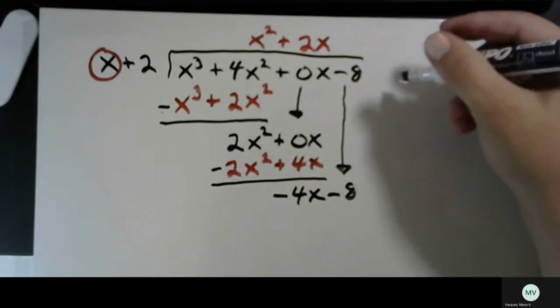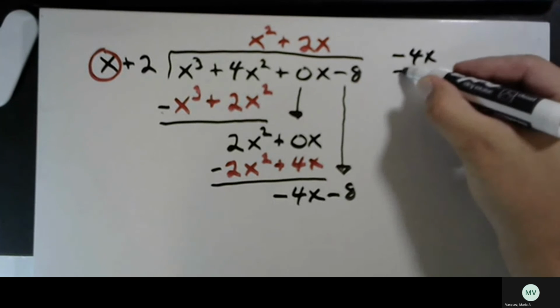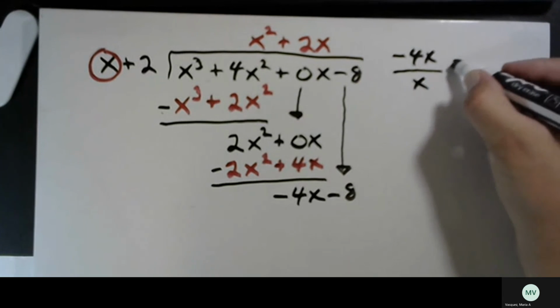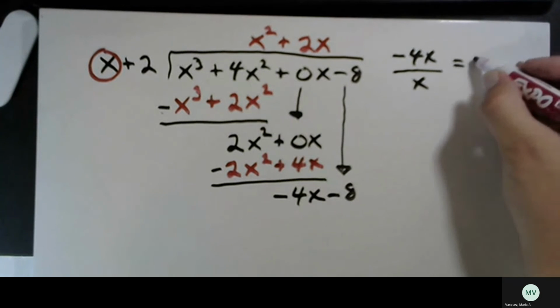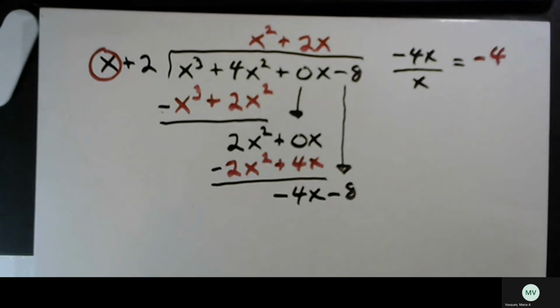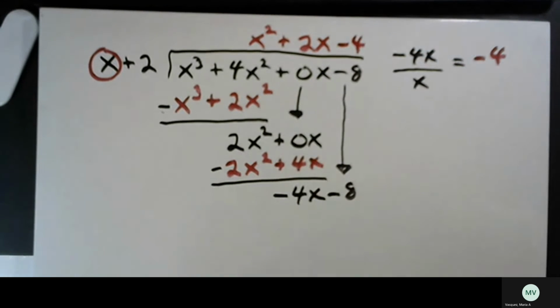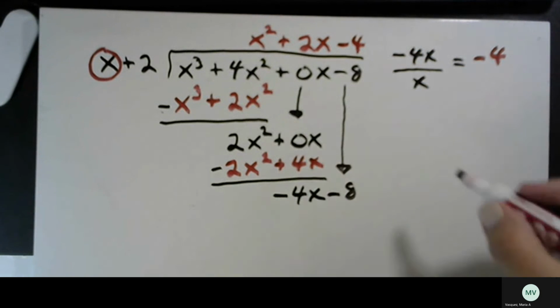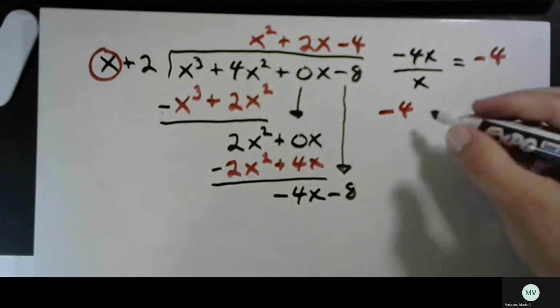Well, next we're going to take minus 4x divided by x, and that's going to be equal to minus 4. So you have a minus 4. Then minus 4 times x plus 2.